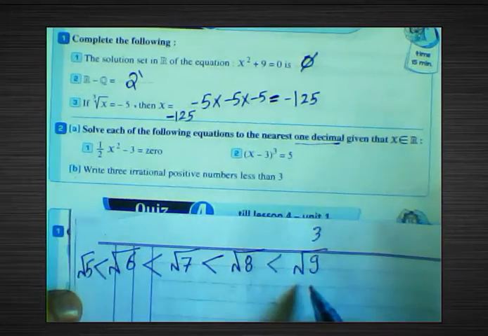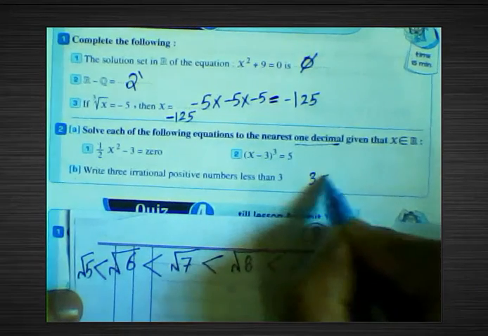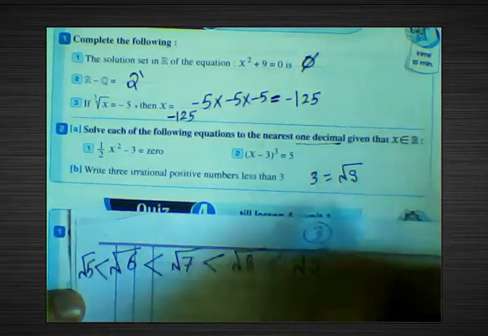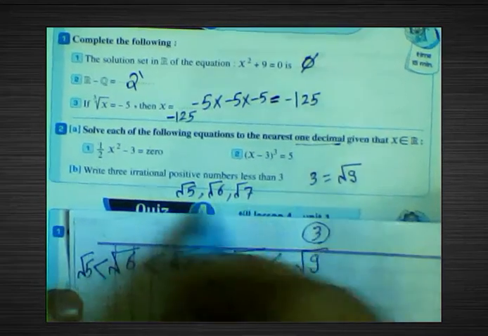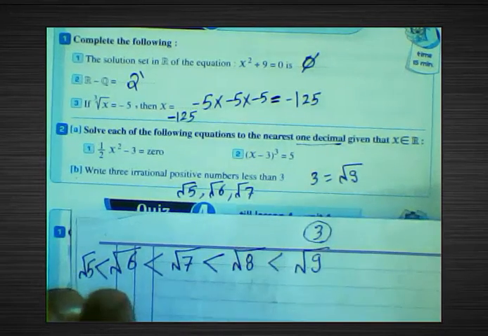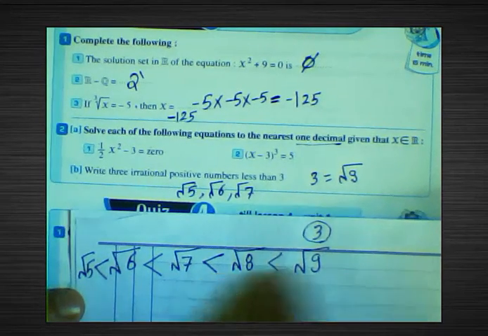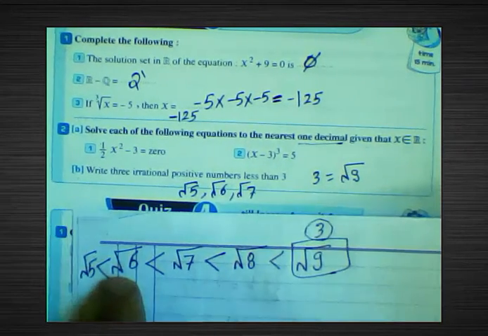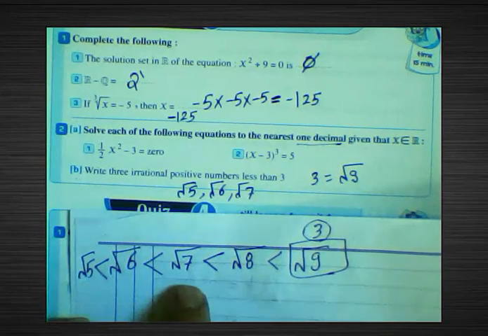So who can solve it again? Who can tell me this method? We will write 3 equals square root of 9. So we can find the square root of 5 and square root of 6 and square root of 7. All these numbers are less than 3, because 3 equals square root of 9, and square root of 5 is less than square root of 6, less than square root of 7, and so on. So I want the irrational numbers less than 3: square root of 5, square root of 6, square root of 7, square root of 8.